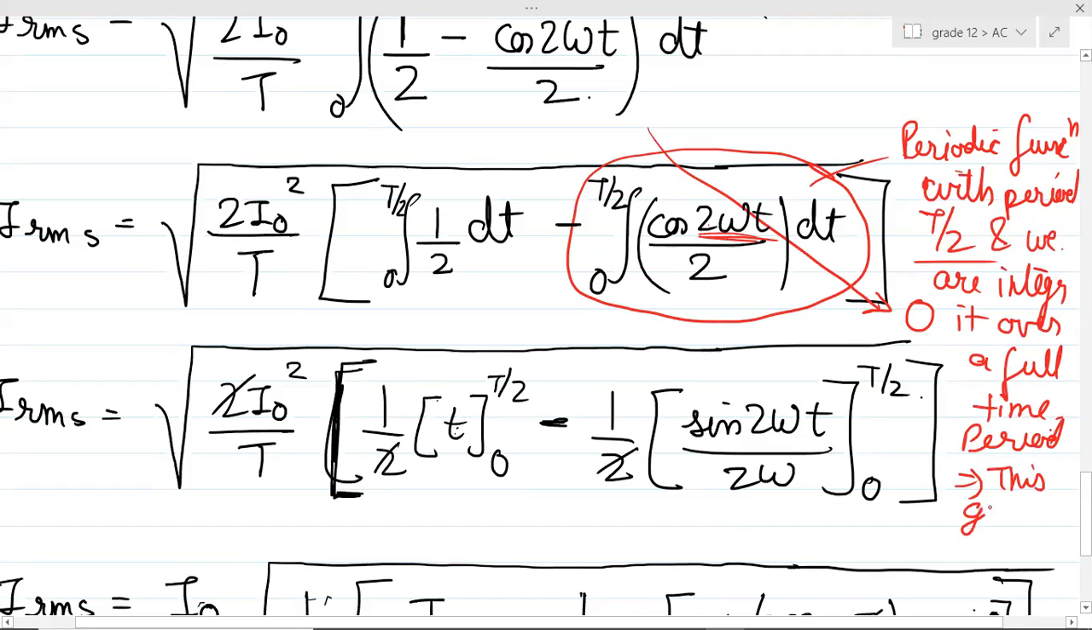This gives us 0. Always remember, this is a property of integration you will study in grade 12 maths. Whenever you have a periodic function and you integrate that periodic function over a full time period, then always remember the answer is going to be 0. So whenever you have cos 2 omega t, seedhe 0. Yeah, because you are integrating from 0 to T by 2, right? Is this clear?